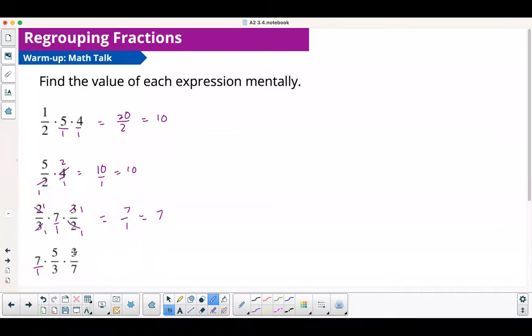Same idea here. These 3's reduce. So do these 7's because one's numerator, one's denominator. So anytime they cancel, they become 1. So the top is 1 times 5 times 1 over 1. There you go.